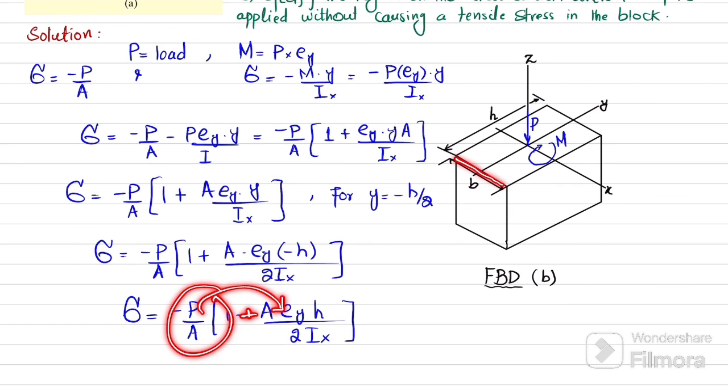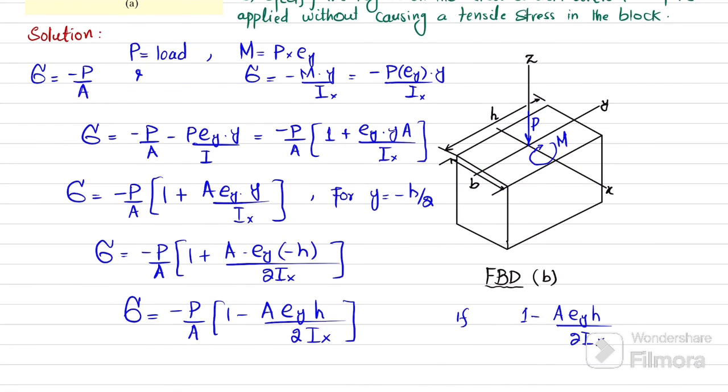So it means there will be a tensile stress at this point. If you want compressive stress for this equation, this equation will be negative if 1 minus A e_y multiplied by H divided by 2I_x is a positive number, and this will happen when this 1 should be greater than A e_y H divided by 2I_x. I will repeat that this equation will still remain negative if this 1 minus A e_y H divided by 2I_x value is positive. And you can see that it will be positive for 1 greater than A e_y H over 2I_x.